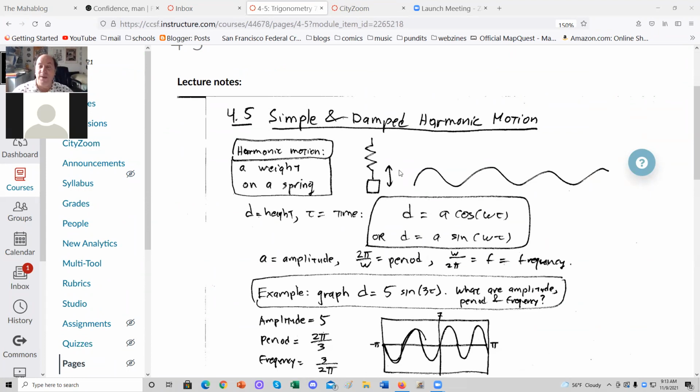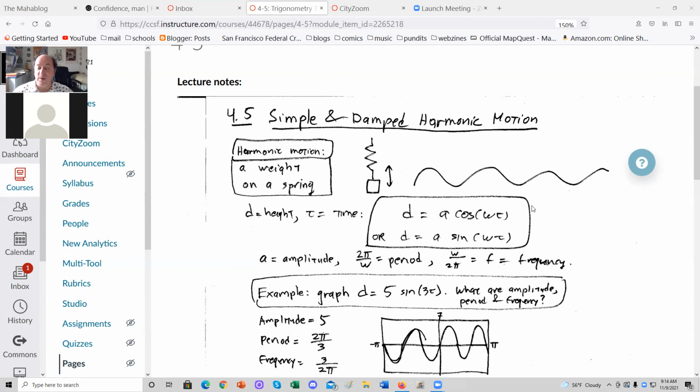This is about simple and damped harmonic motion. Now, this is one of those topics where they could skip it, or they could write a whole book about that one thing entirely, but here they do it very, very briefly. The idea is the weight on a spring, and you pull it away from its resting position, and it goes boing, boing, boing. All right, fine. It makes a wave-like motion.